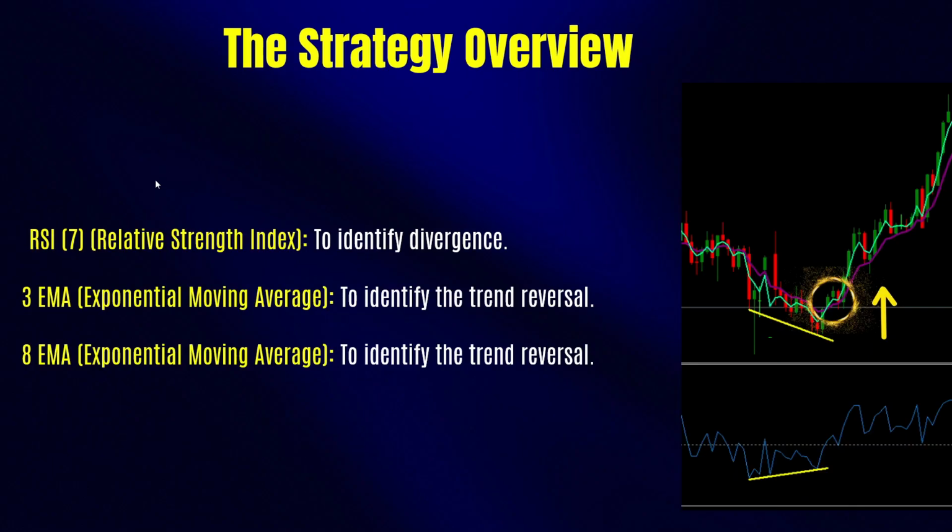So in my strategy, I use RSI 7 period to identify divergence. Plus, my tweak includes two EMAs, EMA 3 and EMA 8, to identify the trend reversal. Like in this case, we do see a sign of divergence over here on RSI. Price is making lower lows, but RSI is making higher highs. We do see a moving average crossover, and after that it is a confirmed divergence, and price was going up, meaning a bigger profit once you enter at this level.